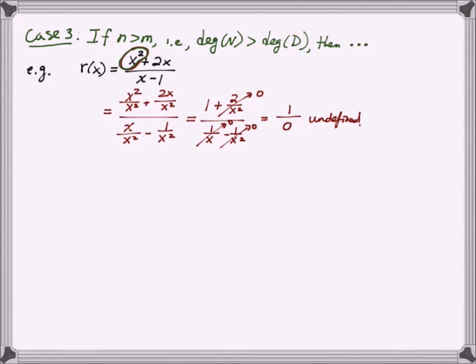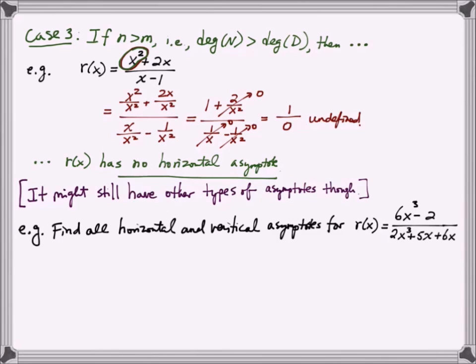So it really doesn't approach a single number, it just gets bigger and bigger as x gets bigger and bigger. A cautionary tale is that although r of x might not have a horizontal asymptote, it might still have other types of asymptotes, for example, a vertical asymptote and something called a slant asymptote, which will be discussed later. I want to do just one quick example before we end this lesson here.